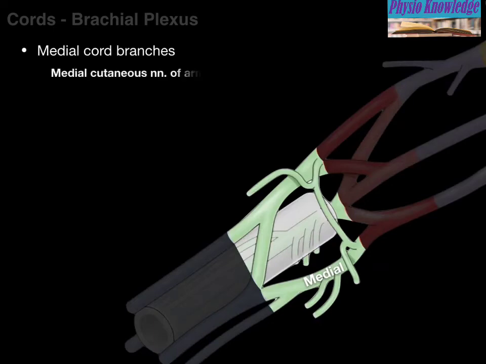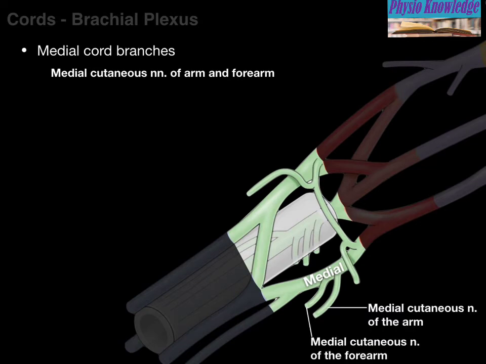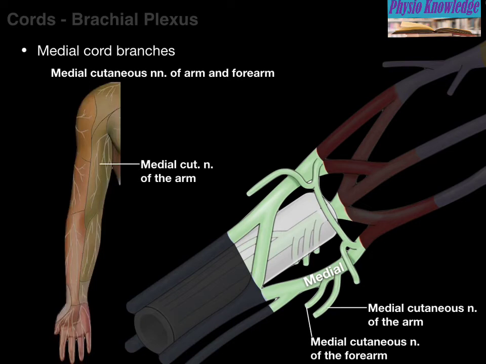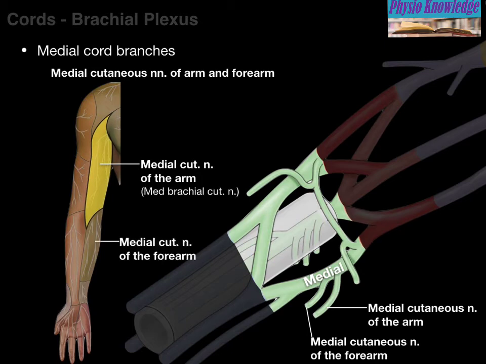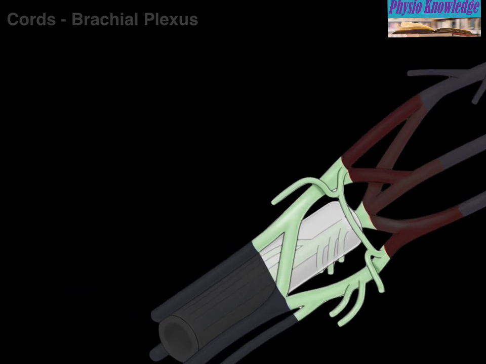Now, other medial cord branches include the medial cutaneous nerves of the arm and forearm: medial cutaneous nerve of the arm, medial cutaneous nerve of the forearm. So when we look at this picture, there are our branches of the medial cutaneous nerve of the arm, providing sensation to that region. It's also called the medial brachial cutaneous nerve. And then there's our medial cutaneous nerve of the forearm in that region, also called the medial antebrachial cutaneous nerve. All right, so the posterior cord and its branches.